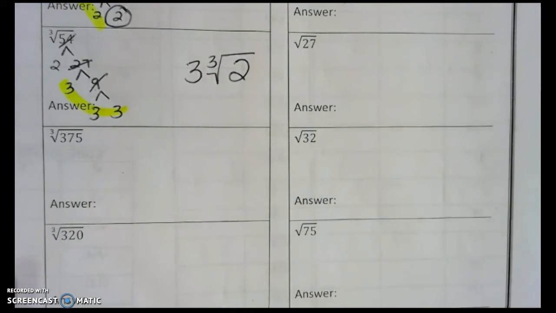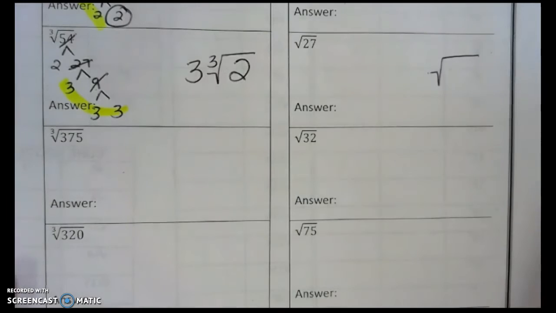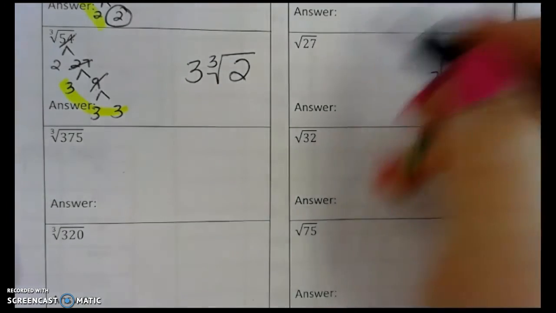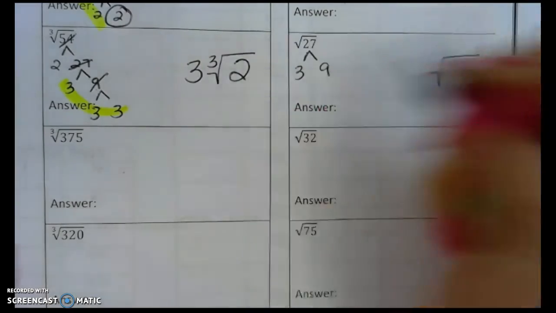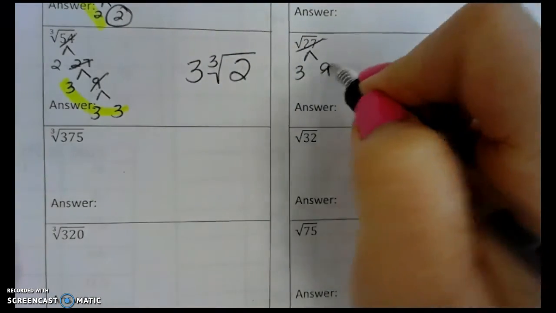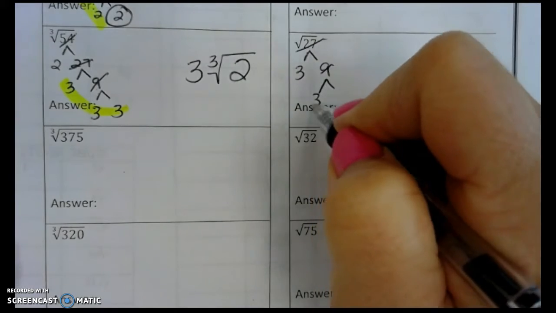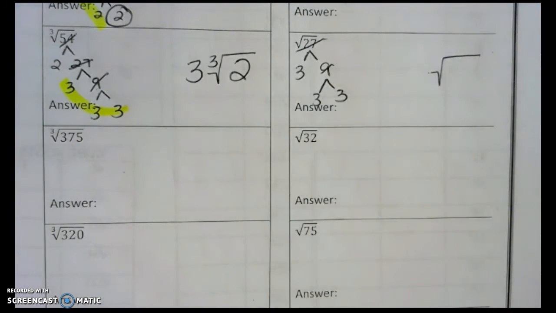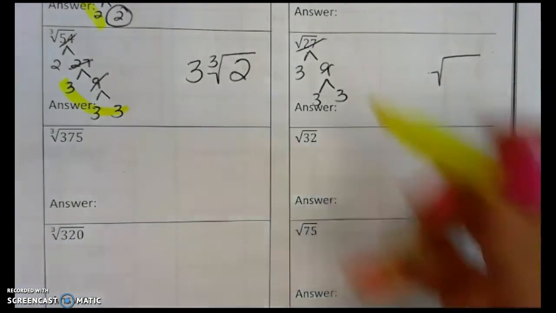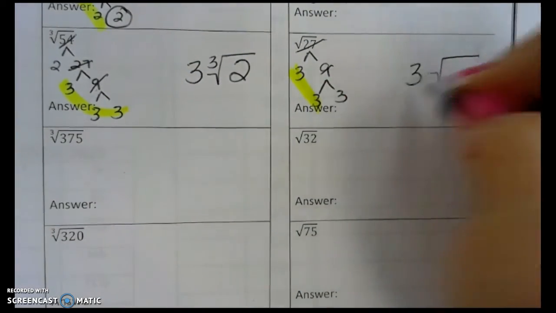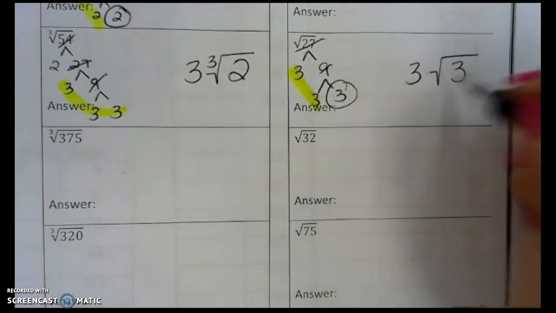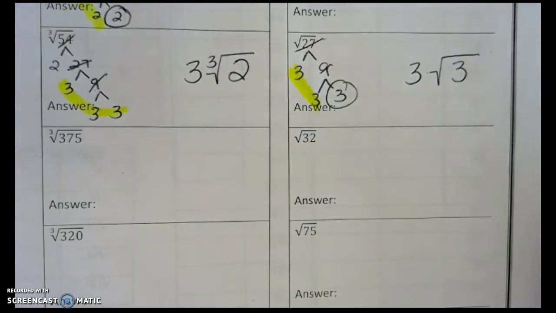Square root of 27 takes a pair of factors to come out from underneath the radical. 27 factors into 3 times 9. 9 is not prime. It becomes 3 times 3. Now, we have 3 3's, but we only need 2 to factor out. So I'm going to factor out a 3 to represent those 2, and the leftover one stays underneath the radical.